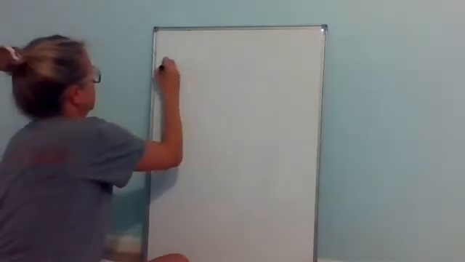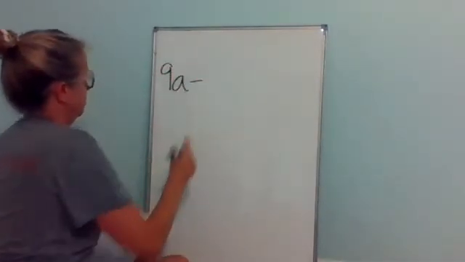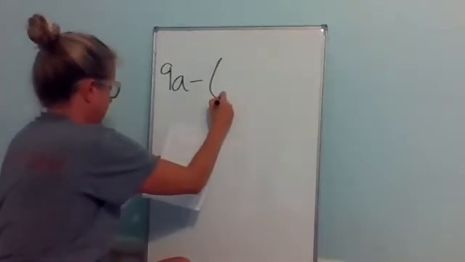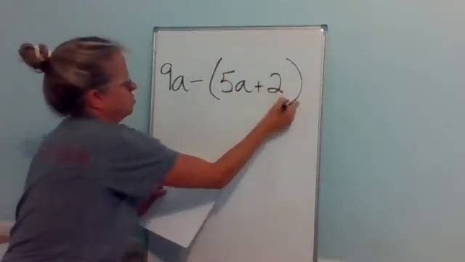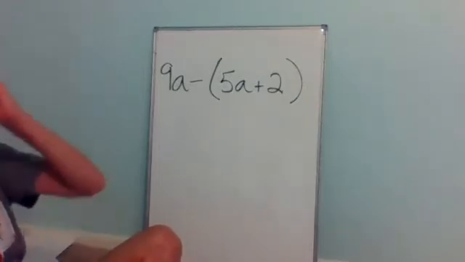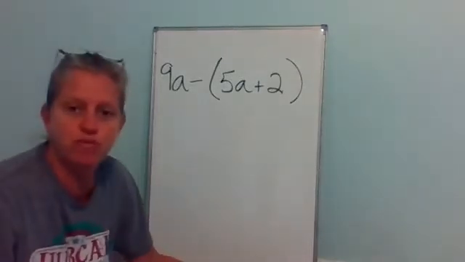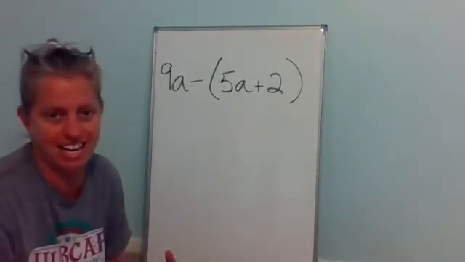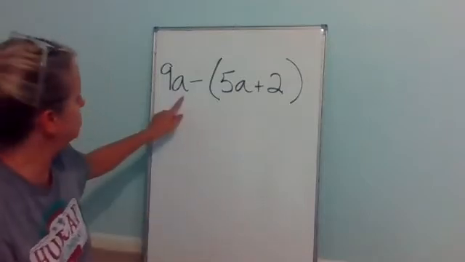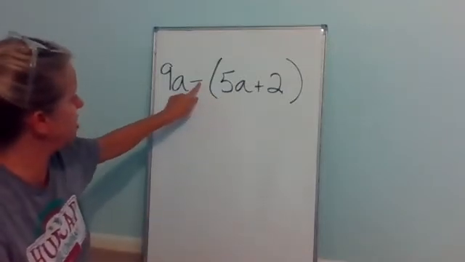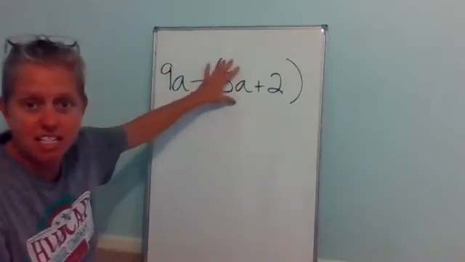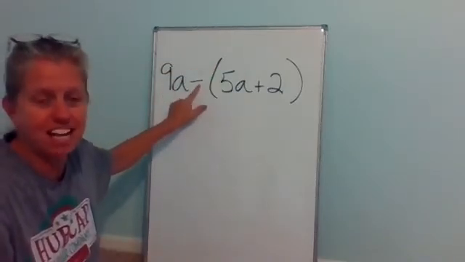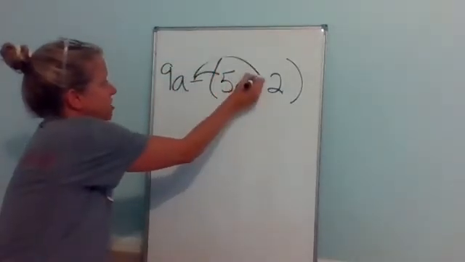All right, number 5. You've got 9A minus, then an open parentheses, 5A plus 2, close. Now, if you've got a set of parentheses, you want to remove those before you combine anything, okay? Which means in order to remove parentheses, you distribute what's touching it. This 9A is not touching the parentheses. This negative is, just like the last ones.